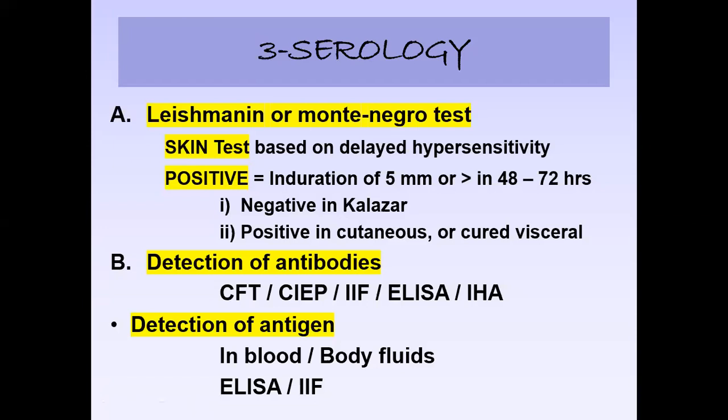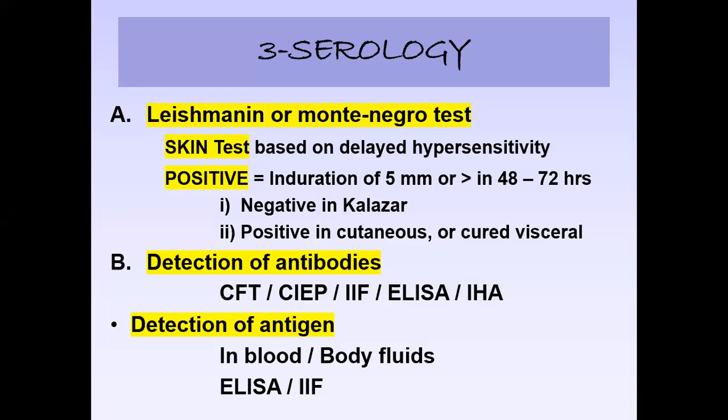Intradermal injection of the Leishmanin antigen is given, and then we leave it for 48 to 72 hours, and after that we look for the induration. If the induration is of 5 millimeters or more, we say that it is a positive Leishmanin test. And the most important thing to remember is that in case of Kala-Azar, because of the widespread immune reaction, the test is negative. It will be positive in cutaneous and or cured Leishmaniasis, but it is going to be negative in an active visceral Leishmaniasis.